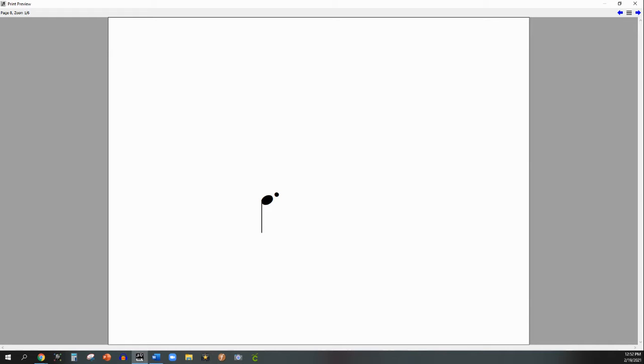This note? The dotted quarter note gets 1.5. So the dot adding half of the original value, 1 plus 1/2, equals 1 1/2. And this note? The whole note gets 4 beats. And this note?